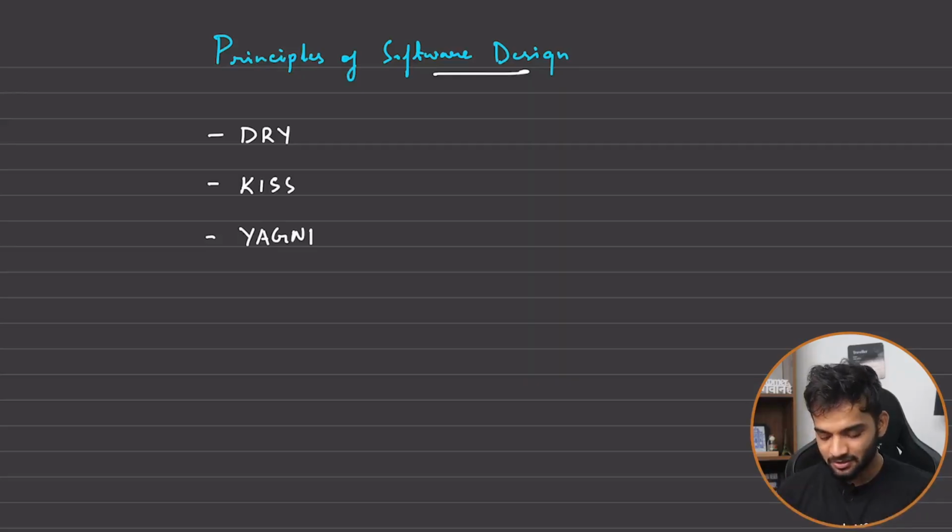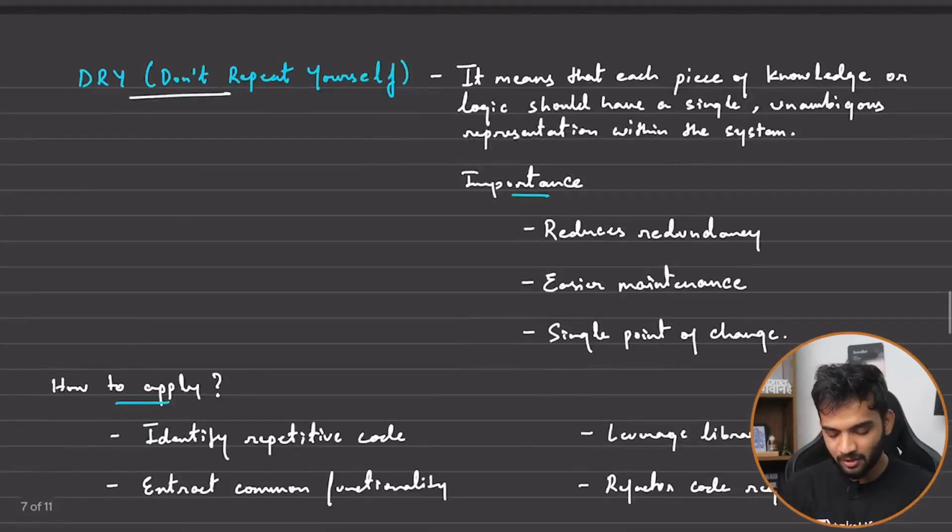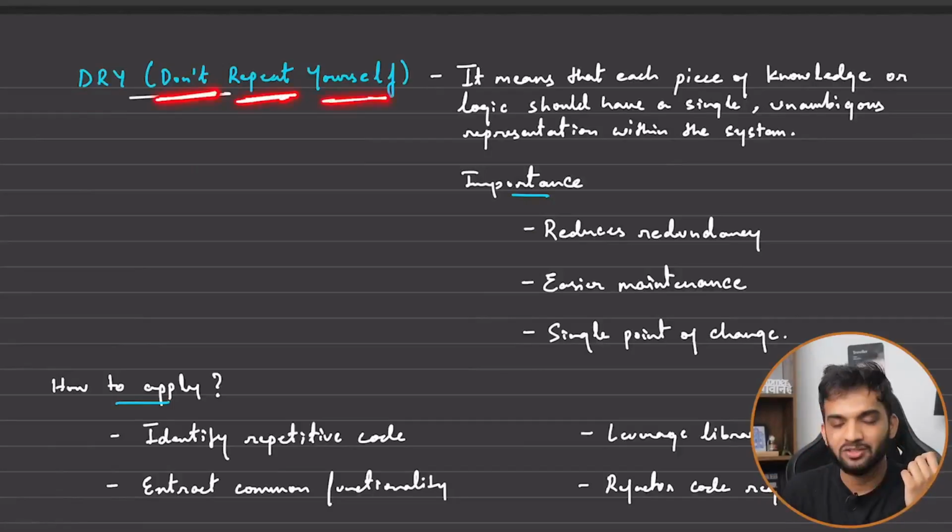3 principles. The first one is the DRY principle. The next one is the KISS principle. The next one is the YAGNI principle. Let's understand the first principle, which is the DRY principle. What is that? Do not repeat yourself.